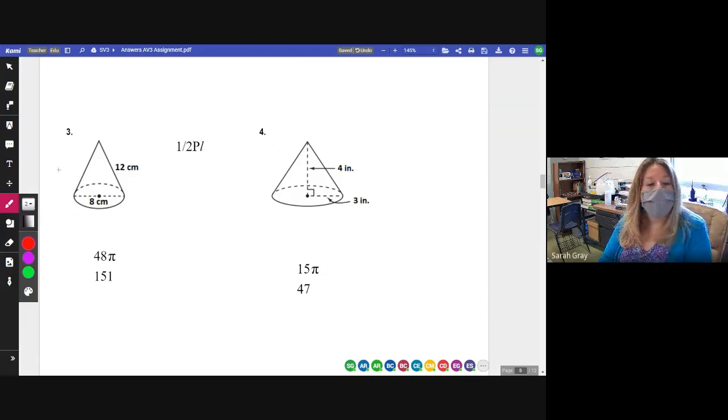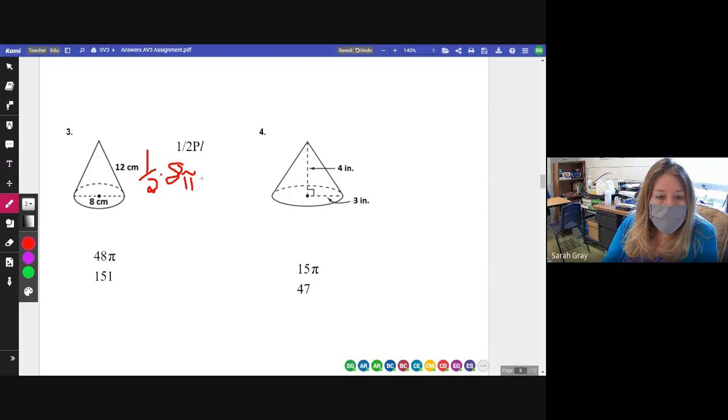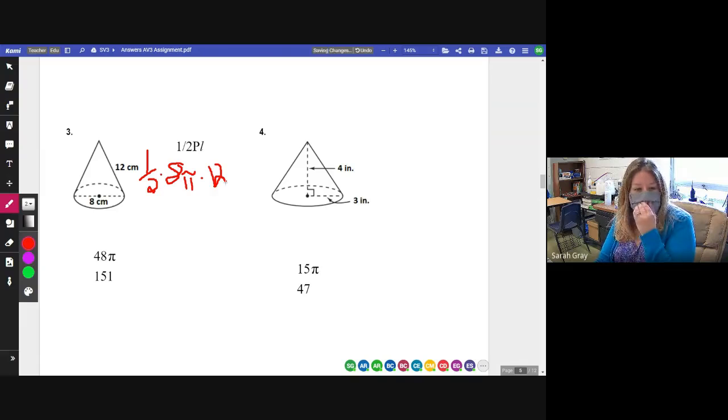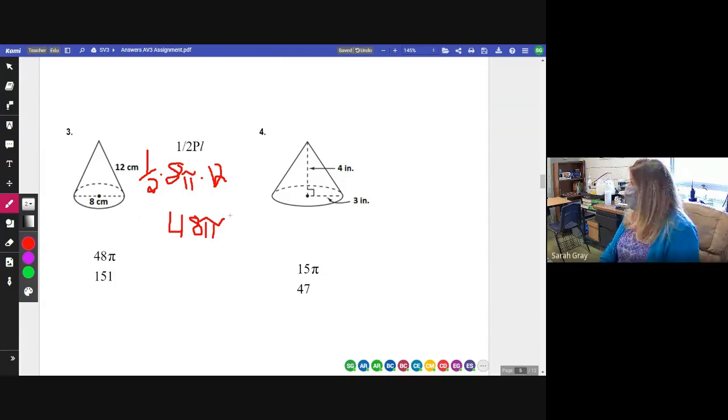So our perimeter here is diameter times pi, so it's 8 pi for the perimeter. And then slant height is 12. So that's how I got that 48 pi. And then directions all said round to the nearest whole number. So I took 48 times pi and rounded it to 151.